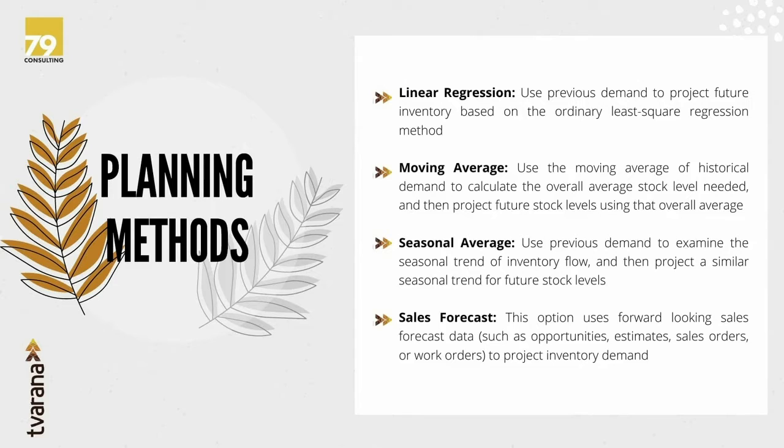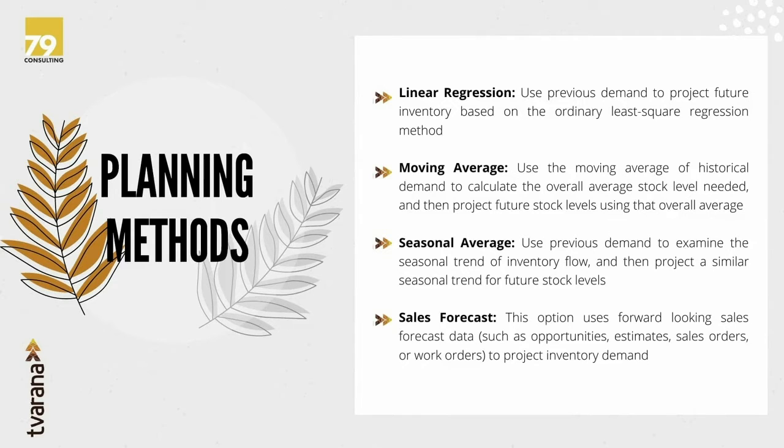Our second option is moving average. NetSuite uses the moving average of historical demand to calculate the overall average stock level needed and then projects future stock levels using that overall average. Third, we have seasonal average, where NetSuite uses previous demand to examine the seasonal trend of inventory flow and then projects a similar trend for future stock levels.